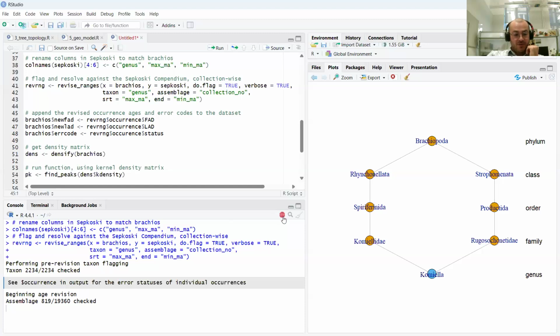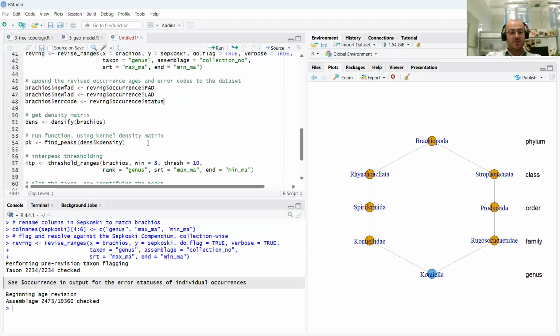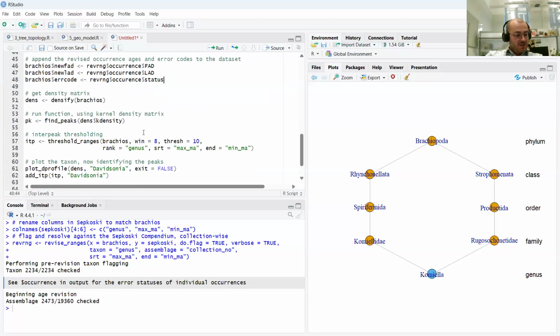But what you'll get out of it is your same input occurrence data set, but with a new set of age columns, which have split up your occurrence density distributions into their discrete groups, as well as the error codes associated with those occurrences. Moving quickly on to the density methods, just in the final minute or so of the talk.